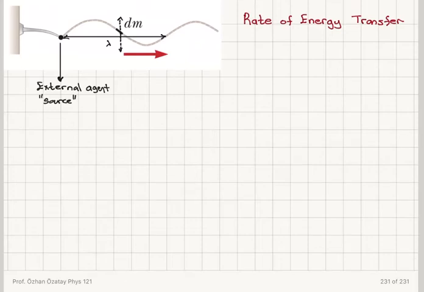dm? Well, the kinetic energy that is carried by this part of the string is dK, and it's equal to 1 over 2 dm times v_y squared, where y is this axis, the axis on which I have the simple harmonic motion. Now I ask myself, do I know what dm is?